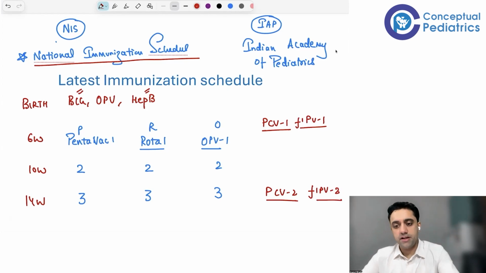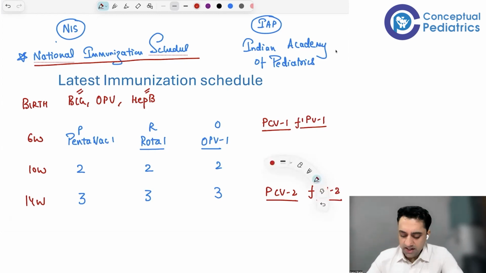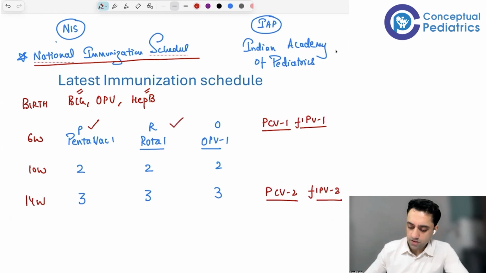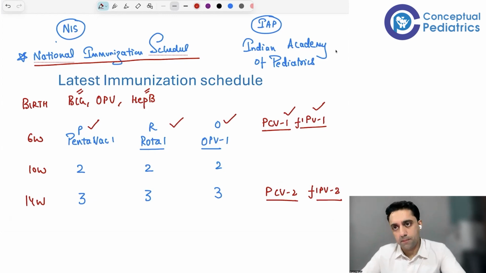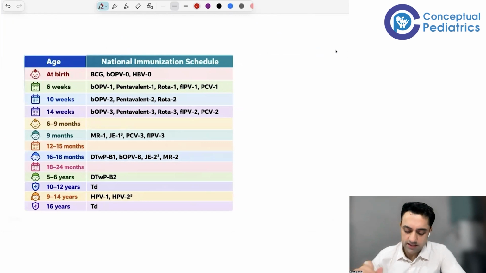So I'll repeat again. Today's topic of choice is vaccines, and this is the latest national immunization schedule that you should know. The mnemonic is premature rupture of membrane, and an extra P given at 6 weeks and at 14 weeks. That is one thing you must appreciate for exam purposes. If I show you the proper one, this one.